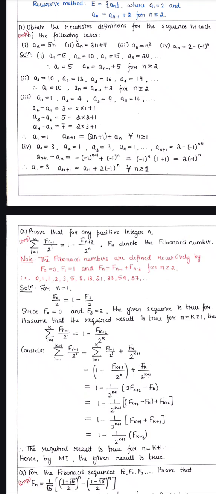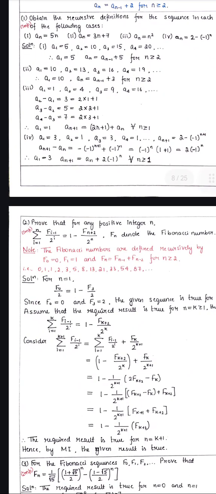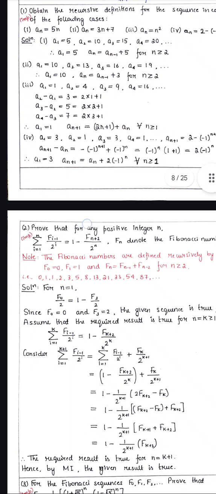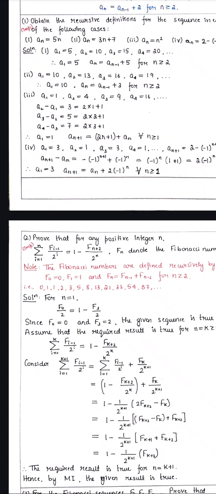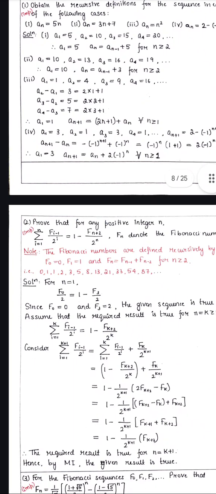Then for the next relation, an equals n square. a1 equals 1, a2 equals 4, a3 is 9, a4 is 16. So what we have here is 3, 5, 7. If we take the difference a2 minus a1, we get 3. The difference is increasing by 2.